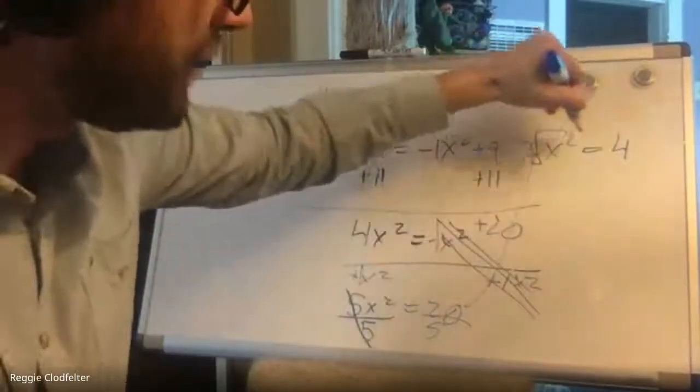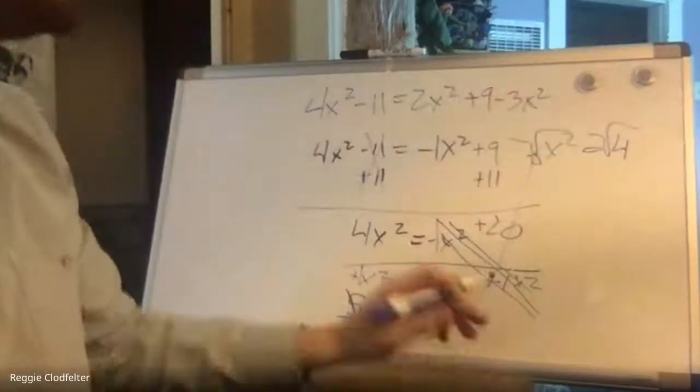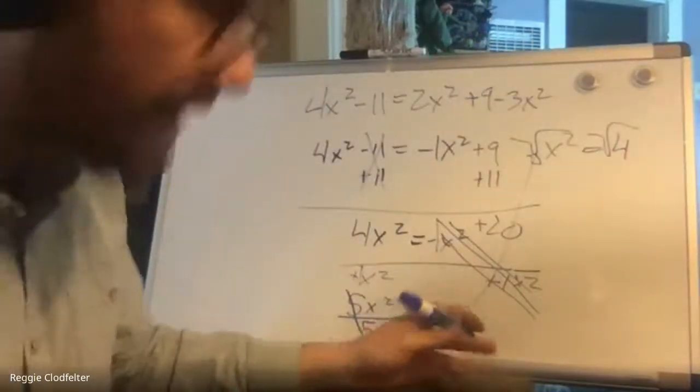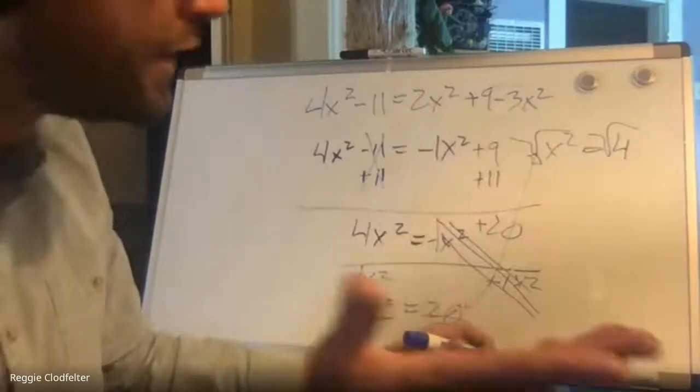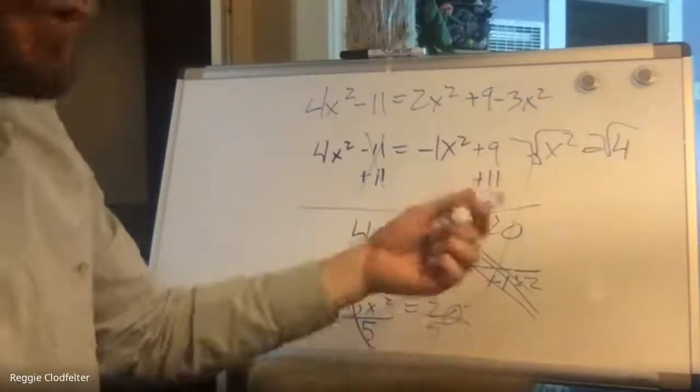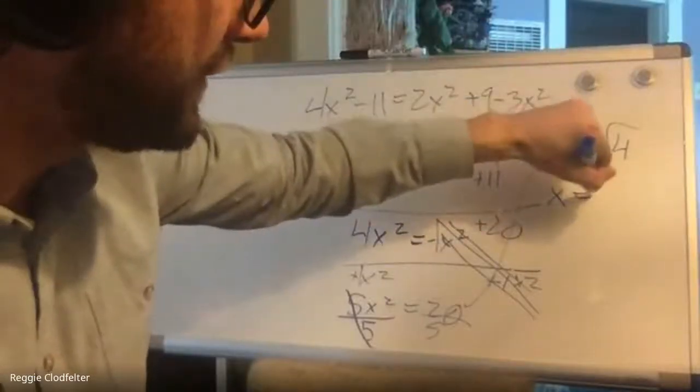Now that I got my x squared, that's all that's left, I can square root both sides. You can use a calculator. Obviously, we know root 4 is 2, but you can use a calculator because it won't always be this obvious. So the square root of x squared is x. The square root of 4 is 2. Yes?